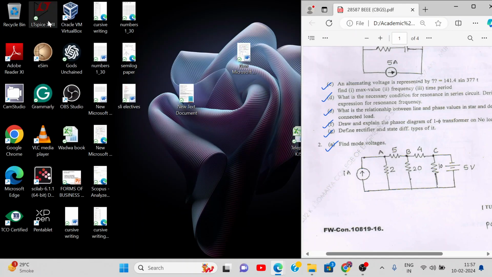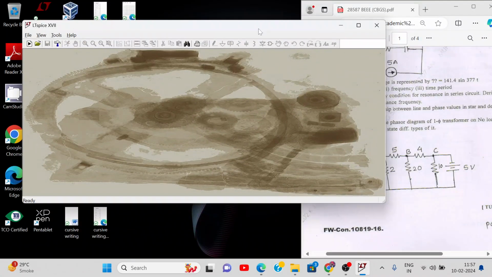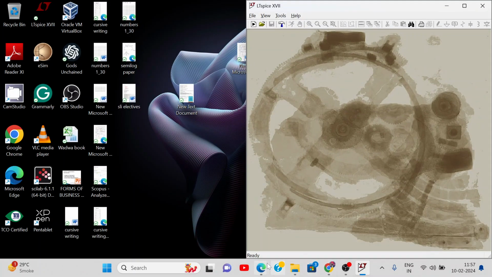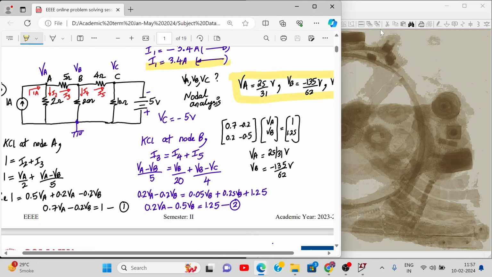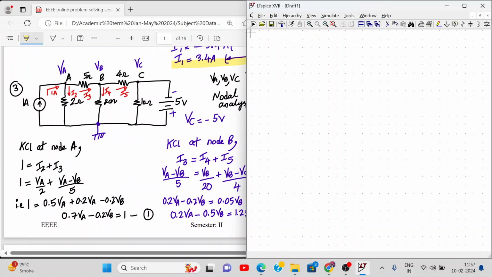IA1 also. That is a tool called LT Spice. So this tool will help you to simulate the circuit to verify the answers. Let me show you a demo. So let me quickly build this circuit together over here and find out the voltages VA, VB, VC.